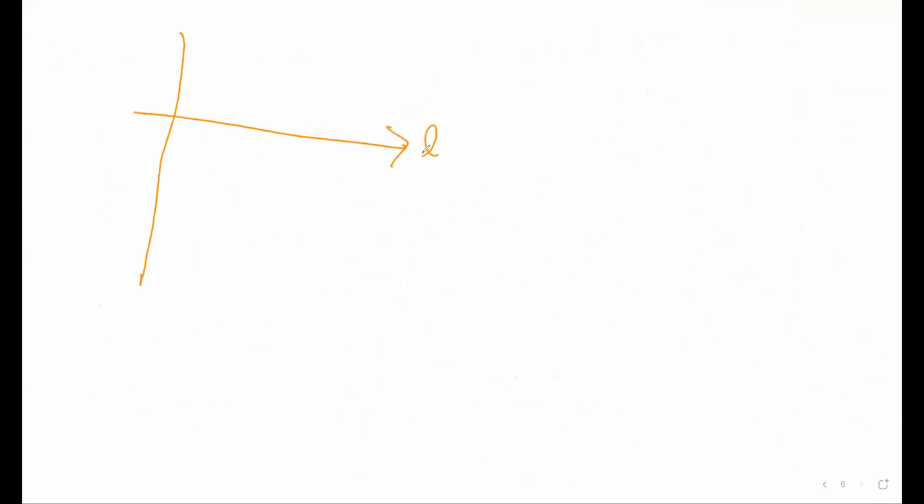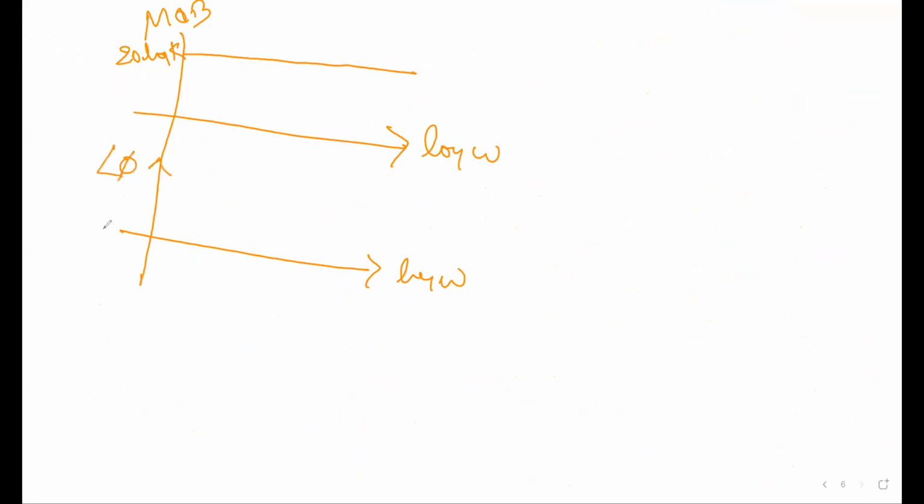So I will explain a few points. This is log omega. This is magnitude in dB. This is the 20 log k line, which is a constant line with 0 slope, 0 dB per decade. And this is phase, and this is 0 degrees. This is our phase plot, a flat line. And this is our magnitude plot, a straight line parallel to the x-axis.